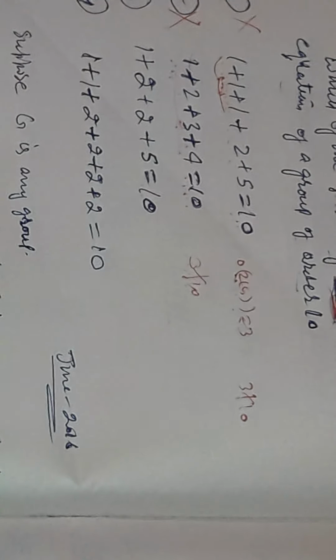This contradicts that the conjugacy class size divides the order of G. Hence option 2 is also false, meaning a wrong option.